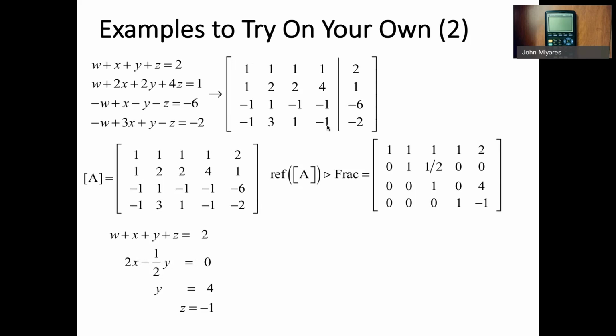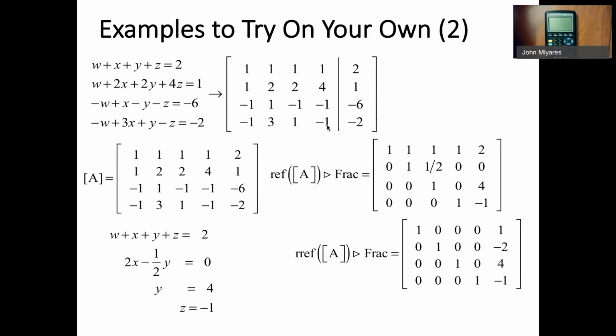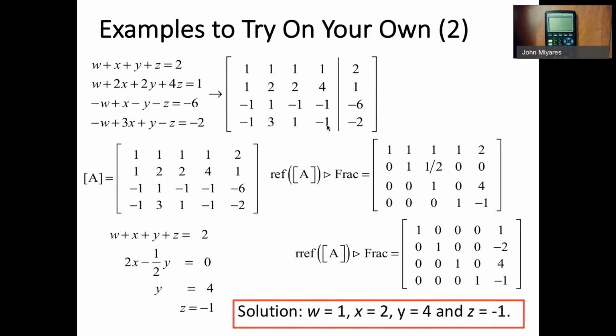Of course, we could go straight to the RREF option to get our solution here, which looks like the following. And we can translate that into a final solution of w equals 1, x equals 2, y equals 4, and z equals -1.